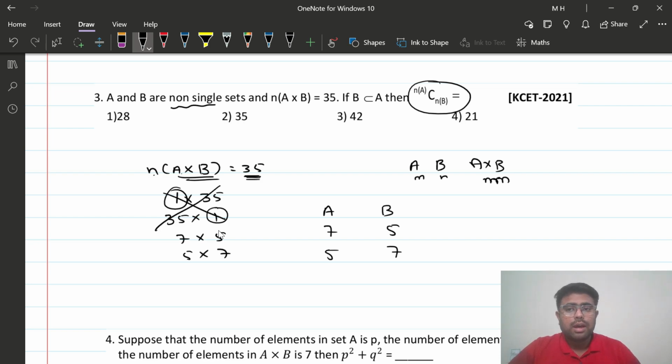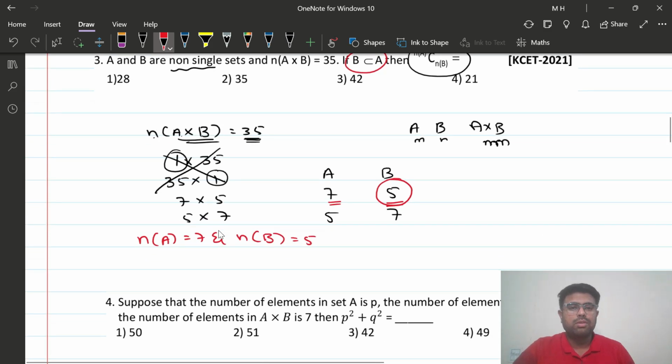Now after this, they have given B is a subset of A. What do you mean by B is a subset of A? The number of elements of B are either equal to that of A, or lesser. So since the number of elements of B are lesser, I can say that B has 5 elements and A has 7 elements. So therefore n of A is equal to 7 and n of B is equal to 5. So this is what I have.